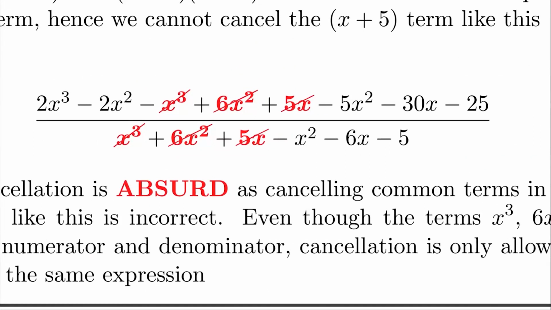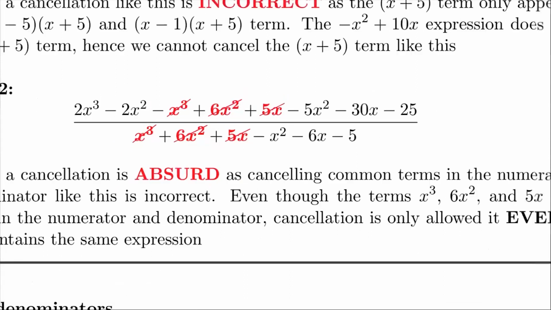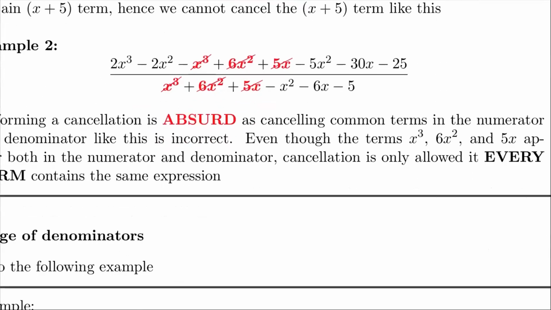Please, you cannot do rubbish like this. You cannot just see one term there and cancel. No, it doesn't work that way. If you want to cancel, you make sure every single thing contains that term. Understand? Good. If you never make mistakes like this, it's a good thing.